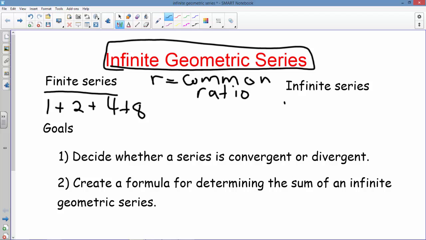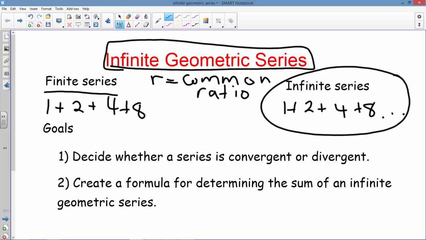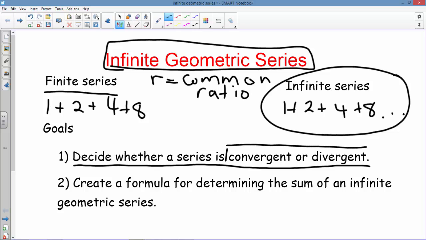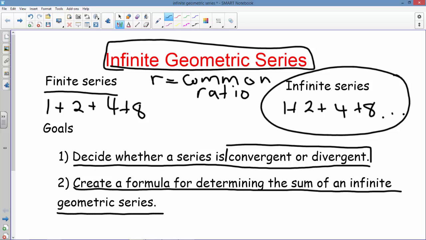But the infinite series is one that never ends. It goes on forever. Okay? We're going to talk about how to find the sum of an infinite series. We have two goals for this. The first is to decide whether a series is convergent or divergent. I'll define these terms in a lot of detail in the next few slides. And then we're going to create a formula for determining the sum of an infinite geometric series. You'll see that this is actually not much different than the other formulas we've already used.